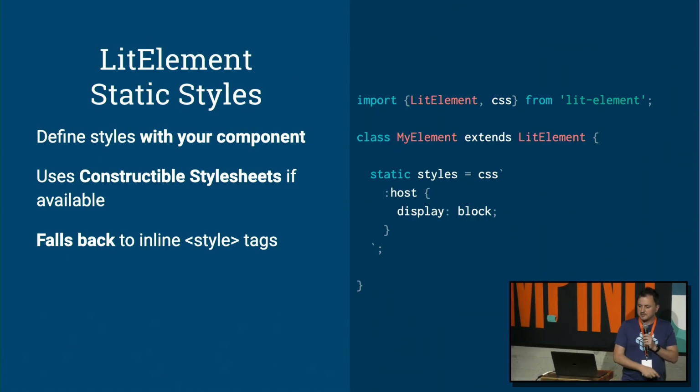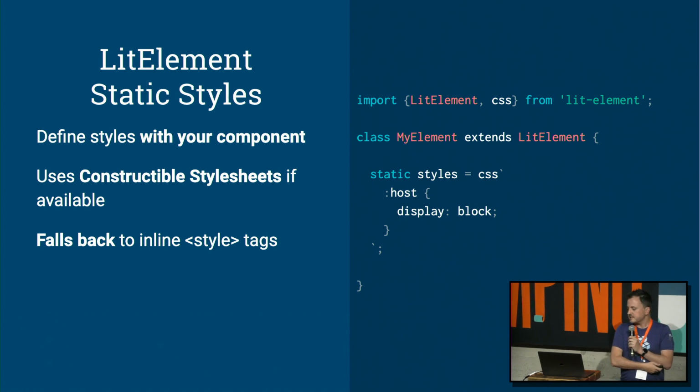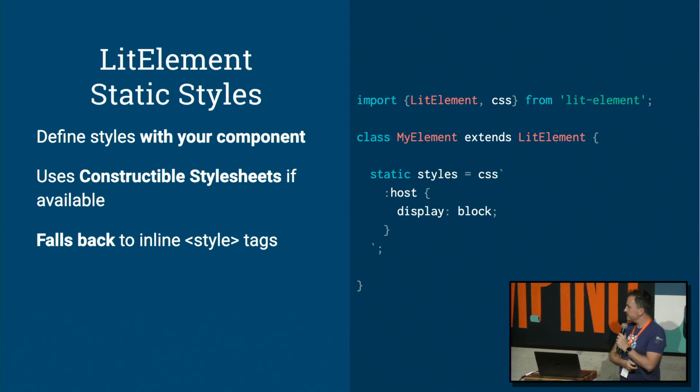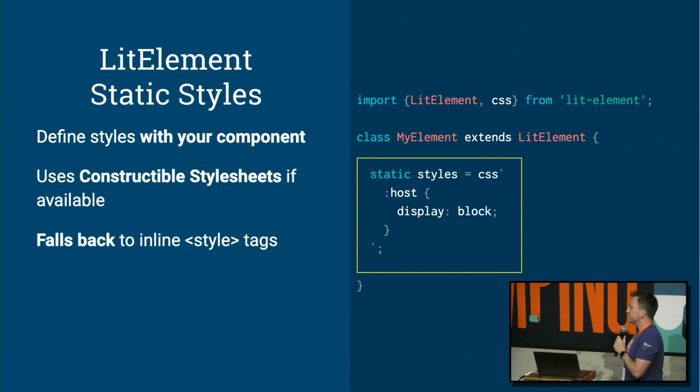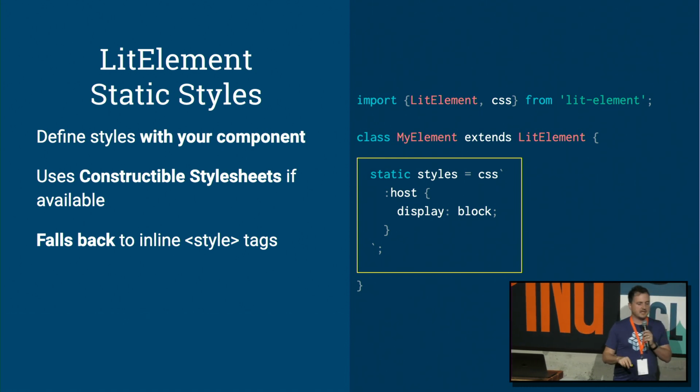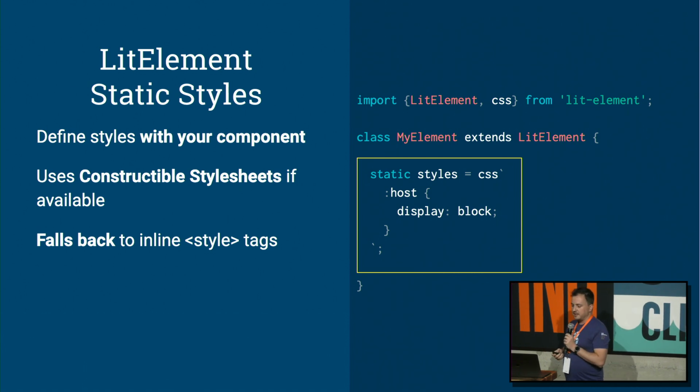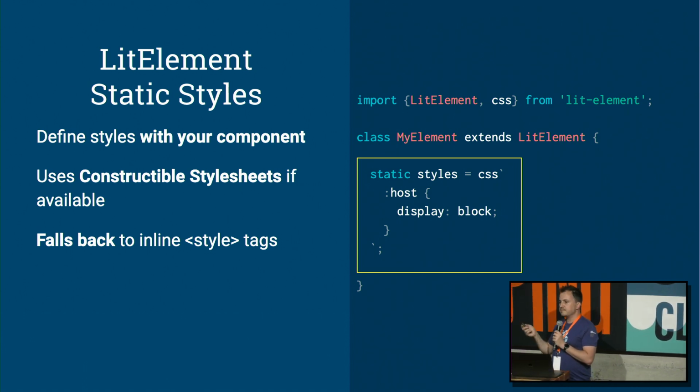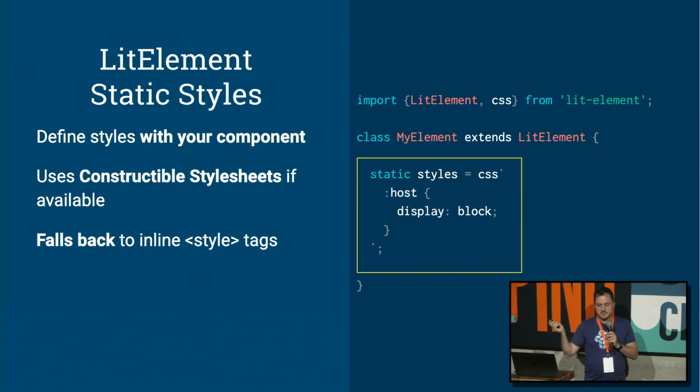So like I mentioned, we use this in lit element. So we define your styles with your component as the static property in the class definition here. We don't polyfill constructible style sheets, but we use them if they're there. And if not, we have a fallback technique where we inject style tags into the shadow root. And so this gives you basically the best performance possible on Chrome and then works in the other browsers as well.